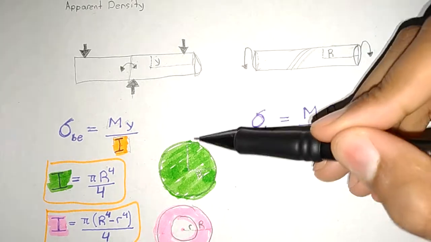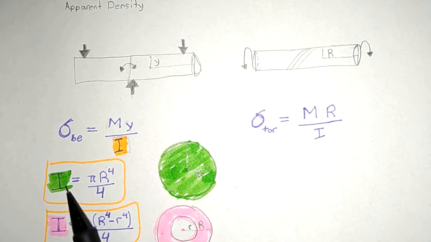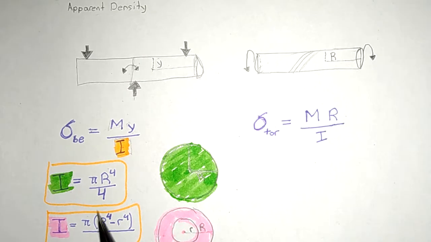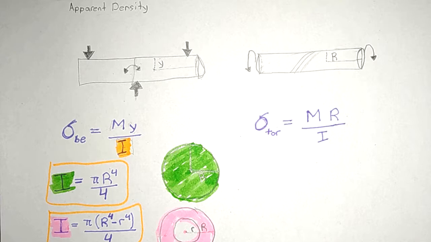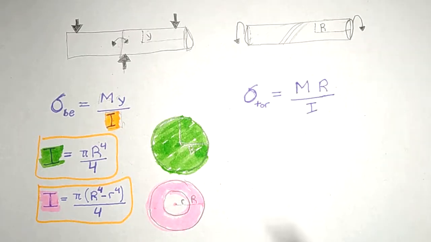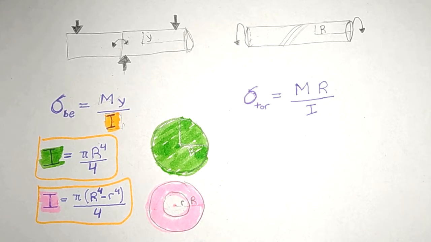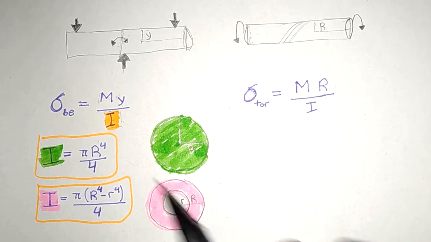For a solid circle, if this was a cross-sectional area of this shape and we assume the radius is r, then the inertia I would be pi r to the 4th over 4. That is what I is. If we assume that there is a hole inside the bone, in other words, it's like a hollow cylinder, then the formula would be pi times the bigger radius to the 4th minus the smaller radius to the 4th, divided by 4, and you're going to have the moment of inertia.